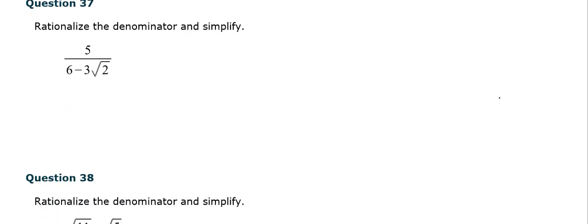Now we have a binomial in our denominator. So we can no longer use the process we just learned. Instead, we're going to go back to that concept of the conjugate. So if I want to rationalize this denominator, I need to multiply by its conjugate. And its conjugate just means that the sign will change from a minus to a plus and vice versa.